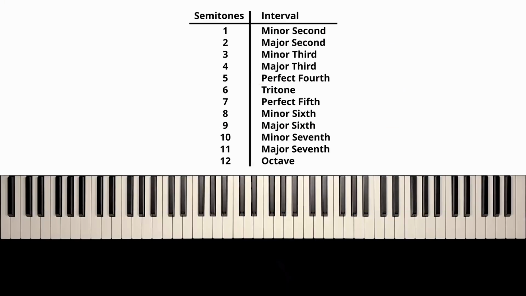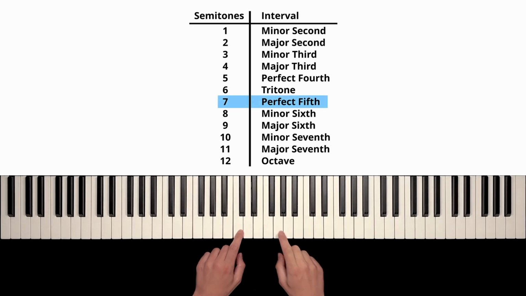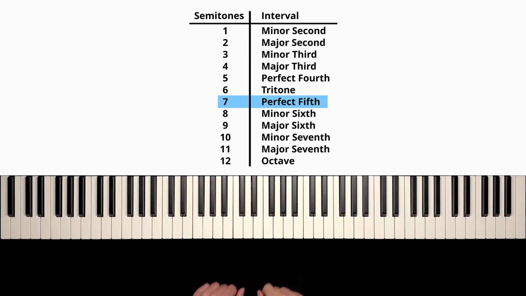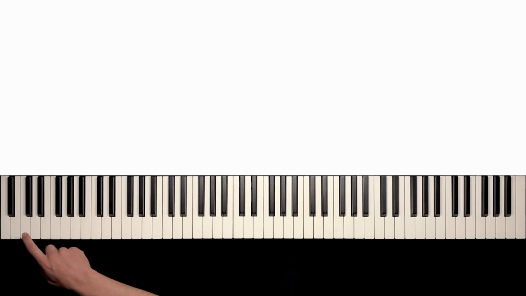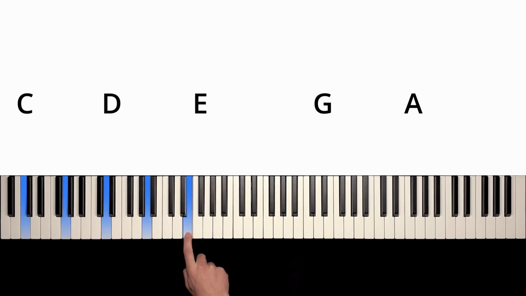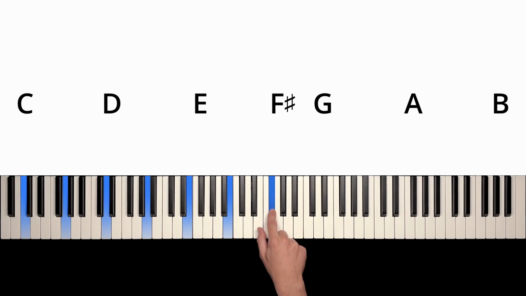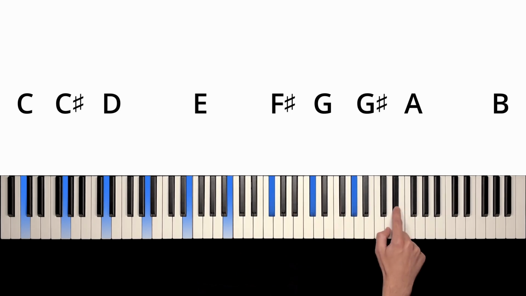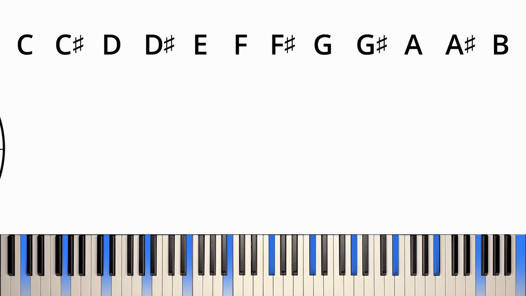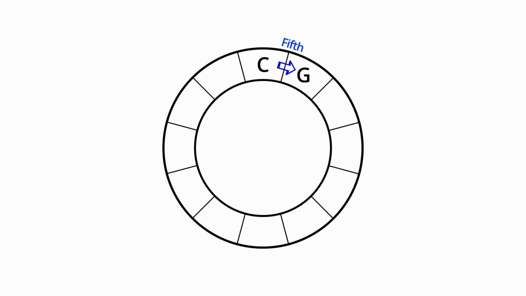The fifth is a very important interval in music theory. It's the most consonant interval after the octave, and it's the foundation of our harmonic system. If you start on the lowest C on the piano and go up a fifth, then another, and so on, this chain of fifths will lead you through all 12 notes of the chromatic scale before arriving back at C. This pattern allows us to visualize all 12 notes as a circle of fifths.